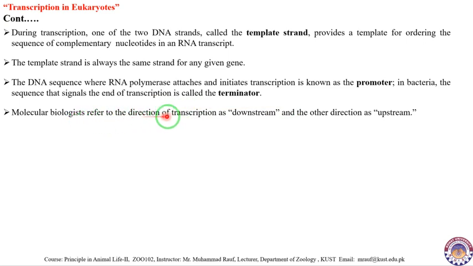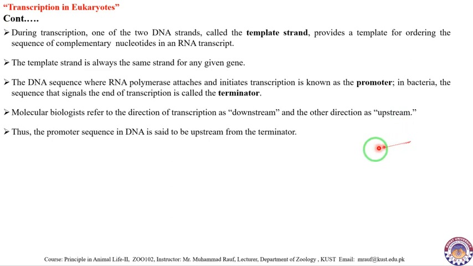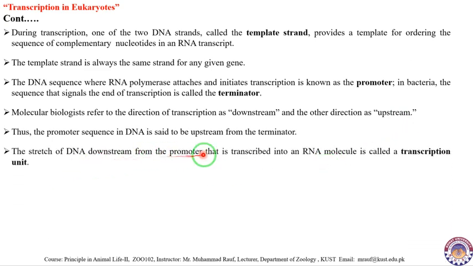Molecular biologists refer to the direction of transcription as downstream and the other direction as upstream, meaning relative to the exact point from which the transcription begins. The region below that point is known as downstream, whereas the region above that point is known as upstream. And this is the point which is designated as +1, and the upstream bases are designated as -1, -2, -3. Downstream bases are designated with a plus sign. The stretch of DNA downstream from the promoter that is transcribed into an RNA molecule is called a transcription unit.